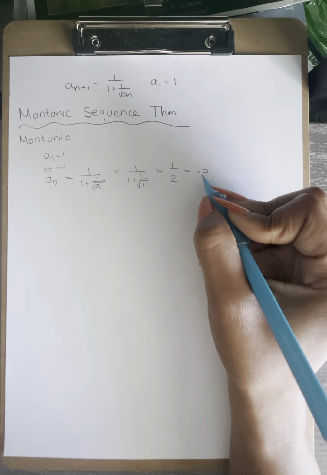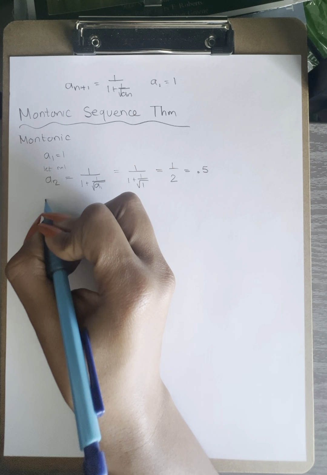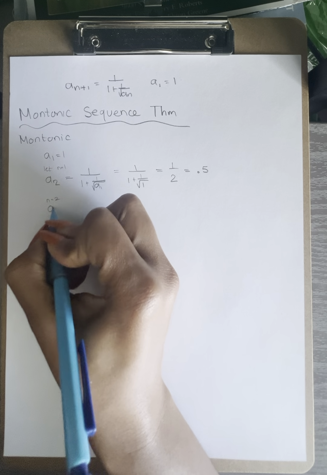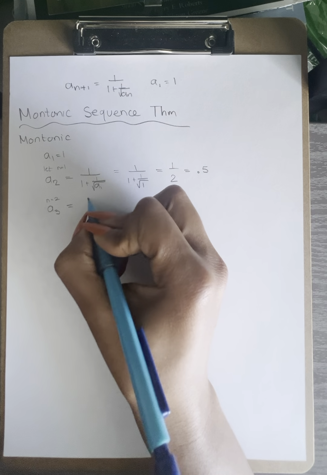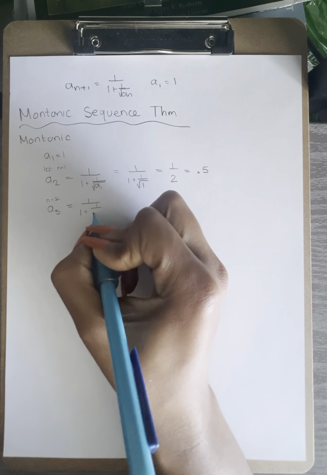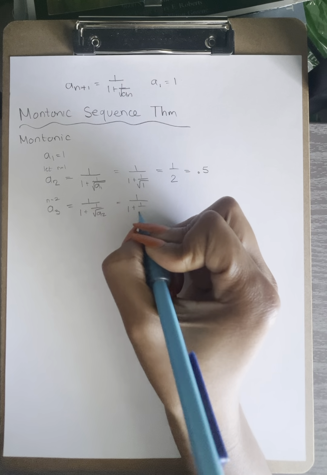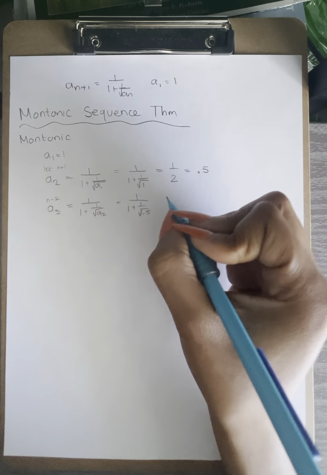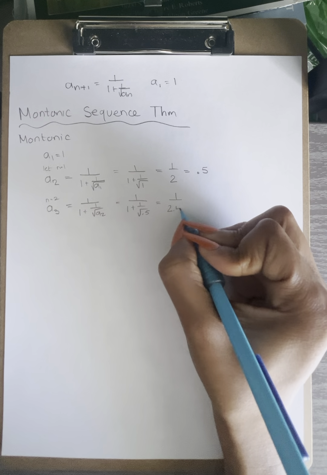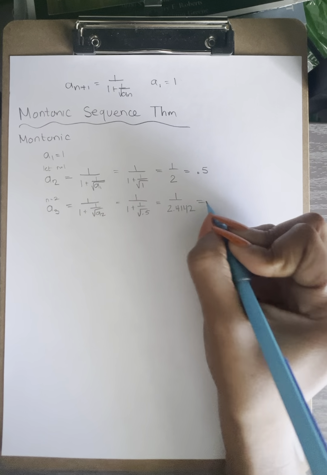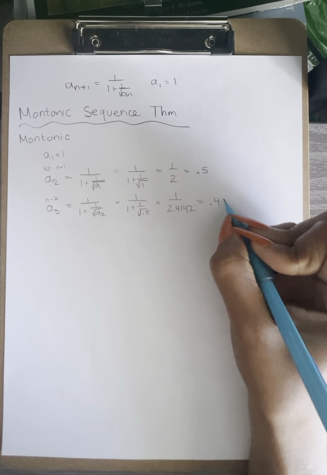So I can use this 0.5 now to help me find the third term of my sequence by letting n equal 2. 2 plus 1 will give me my third term. So I have 1 over 1 plus 1 over the square root of a2, which I know to be 0.5. So I'm going to take the square root of 0.5 in my denominator, plug all of that into a calculator, and I get 2.4142. I can further simplify that to give me 0.4142.